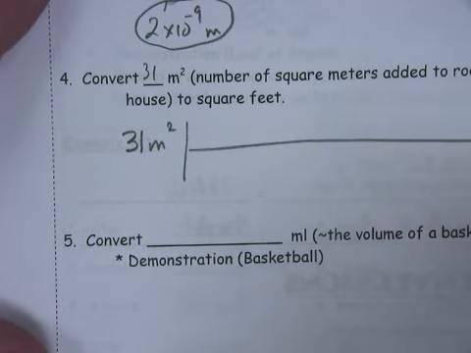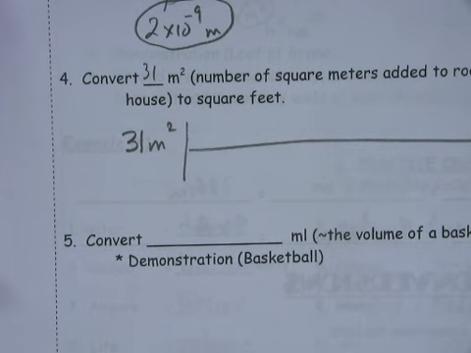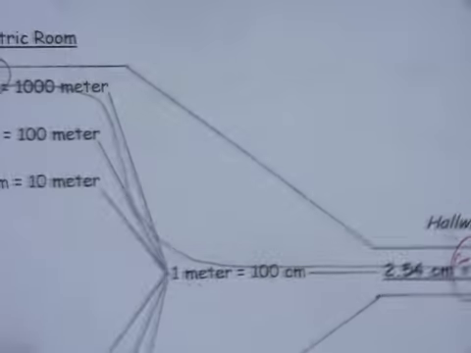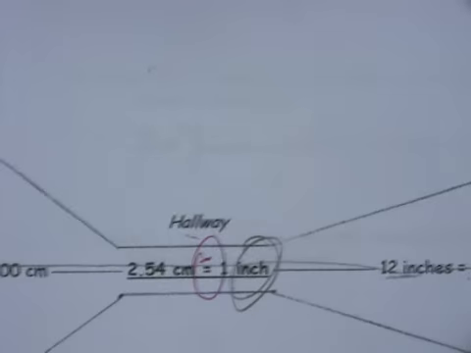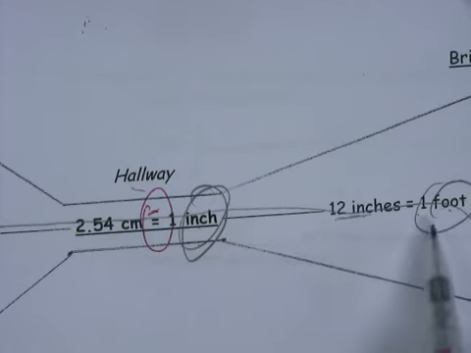All right, so here it is. Square meters to square feet. So let's go back to the conversion sheet and see where we're going. So we're at meters. We're going to go to feet. So let's find meters first. Here's meters. And we're going to go to feet, which sits right over here. So meters all the way to feet.